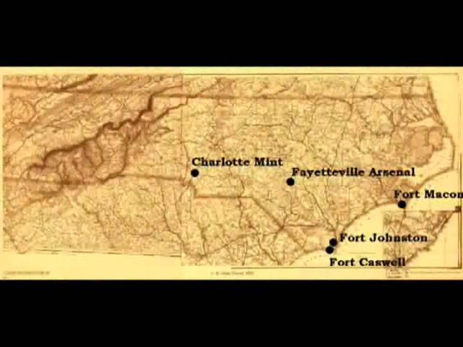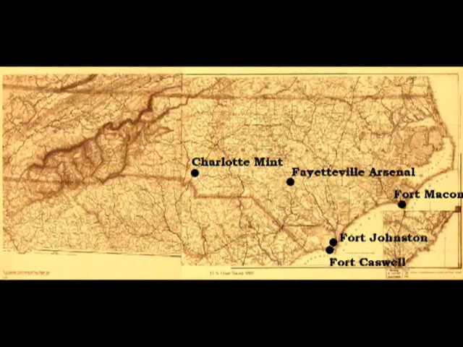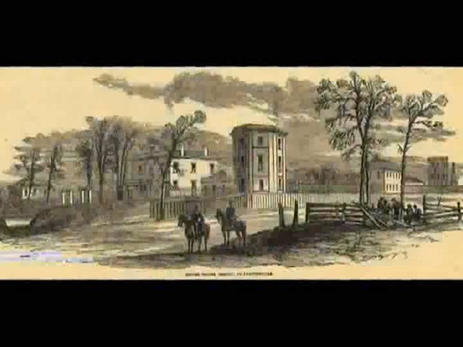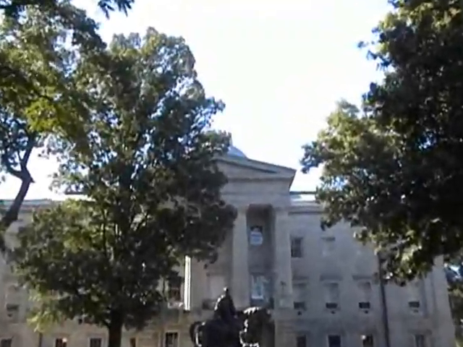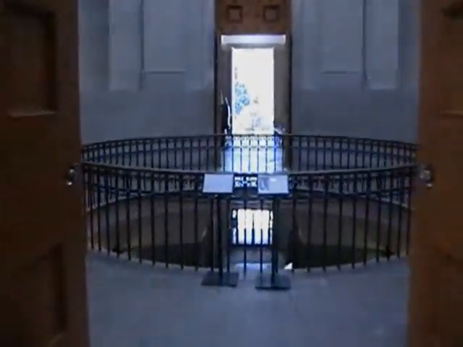Governor Ellis then ordered militia to seize Fort Johnston and Fort Caswell, Fort Macon outside of Beaufort, the U.S. Arsenal in Fayetteville, and the U.S. Mint in Charlotte. All of these buildings surrendered without bloodshed. On May 20, 1861, a convention of secession assembled at the state capitol in Raleigh. That day, North Carolina officially seceded from the Union.